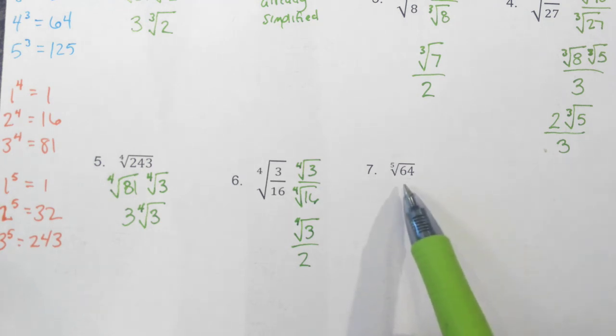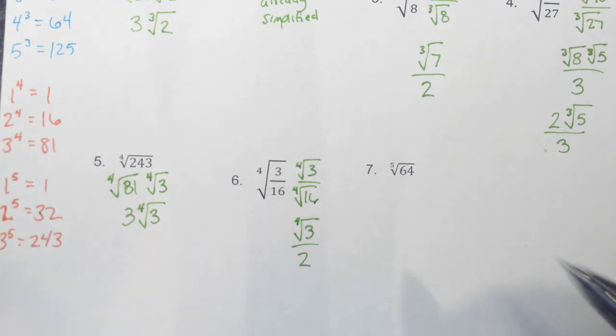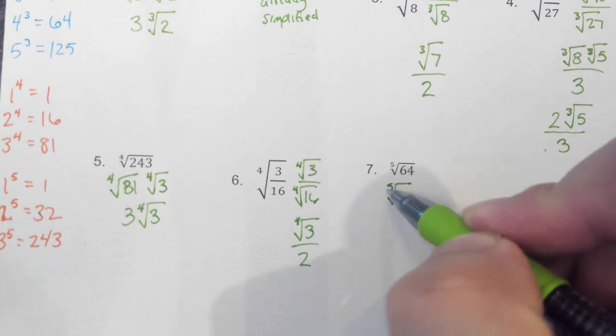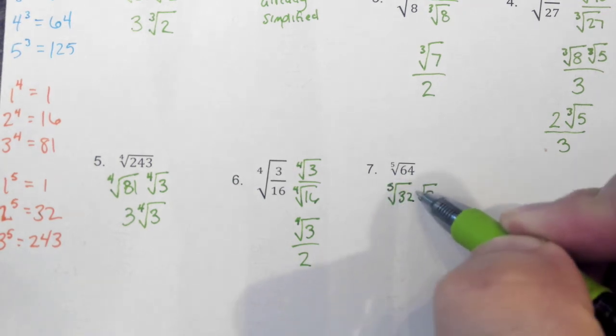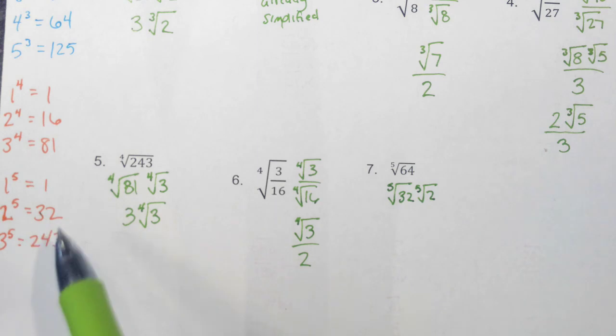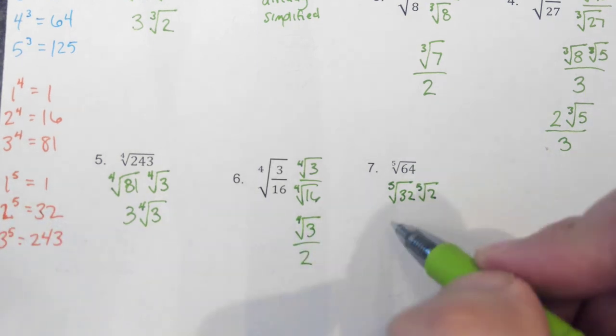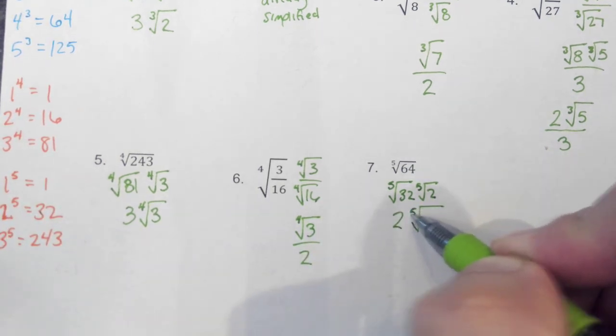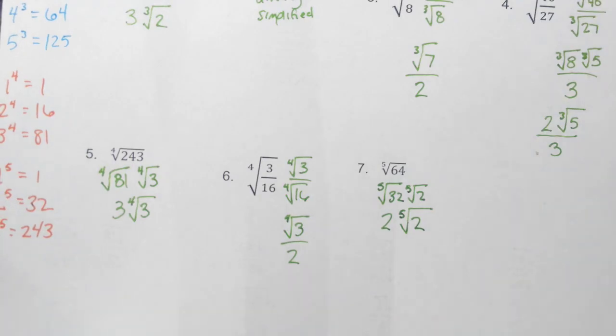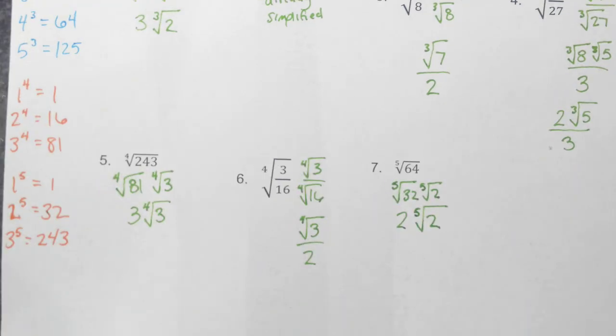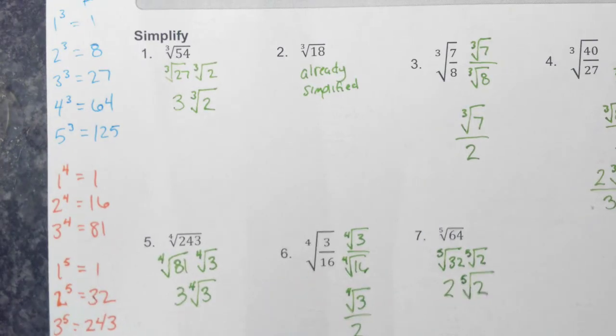And this one, 64, obviously divisible by 32. So 32 times 2 is 64. And the fifth root of 32 is 2. So we have 2 fifth roots of 2 for that one. So again, not too difficult.